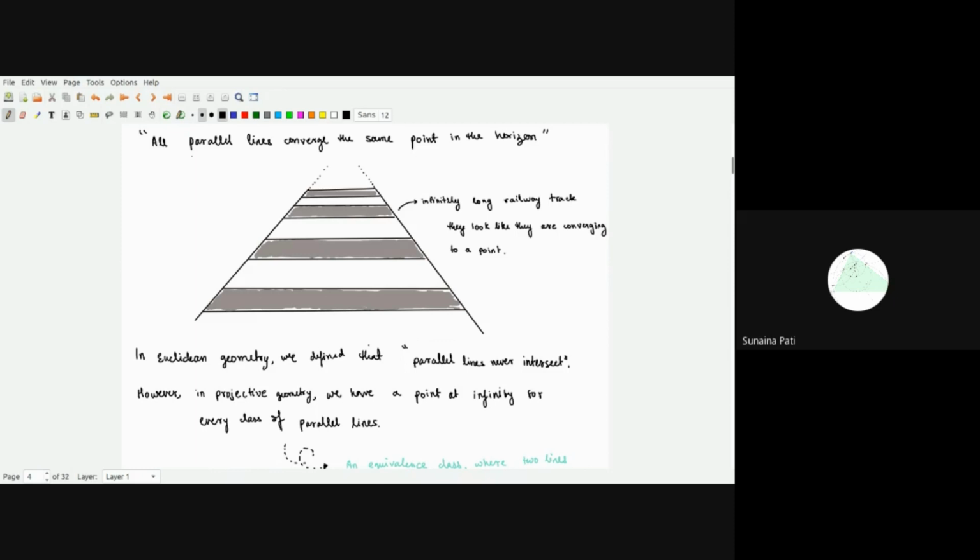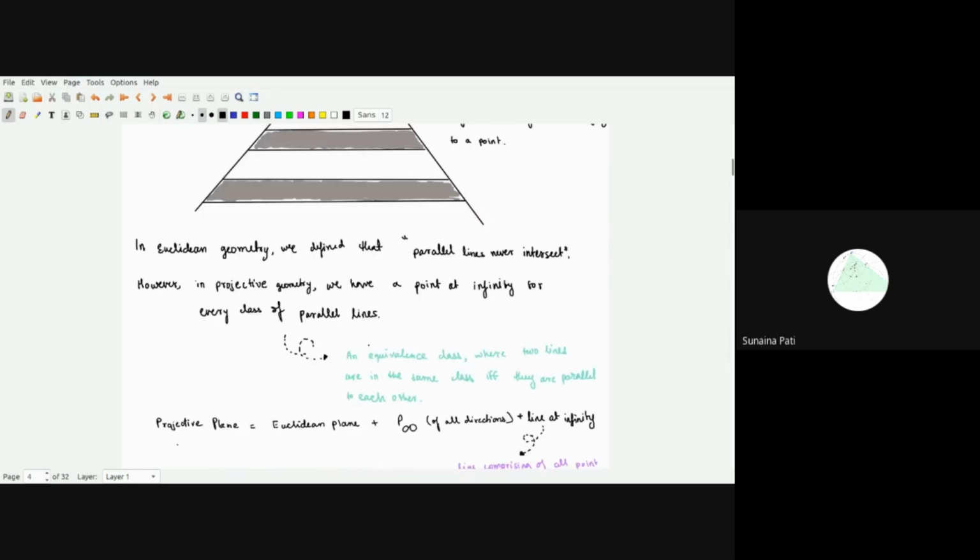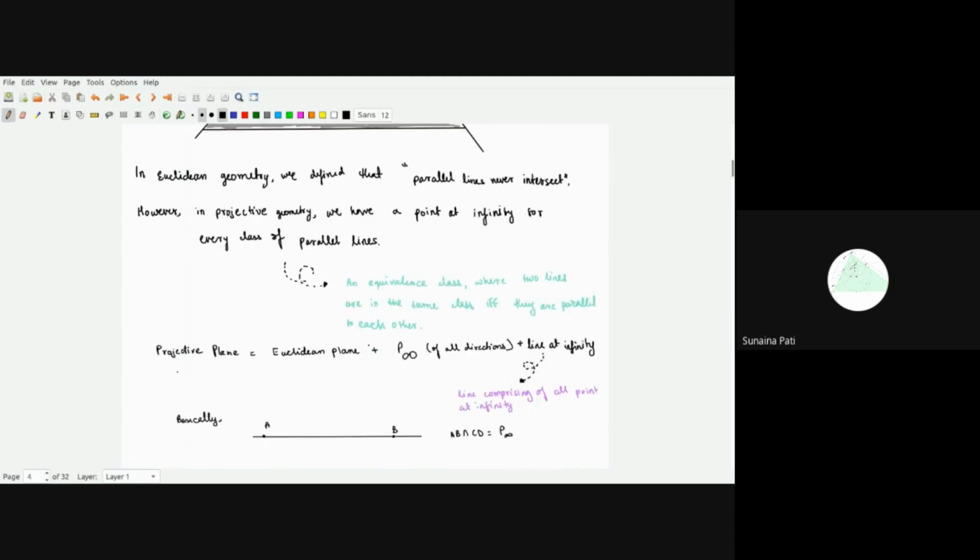and for every class of parallel lines, it's an equivalence class where two lines are in the same class if and only if they are parallel to each other. So for every class of parallel lines, there is a point at infinity. So what's a projective plane? A projective plane is basically the Euclidean plane only, but there is a point at infinity for every class of parallel lines, that is, for every direction, and the line at infinity, which is the line composed of every single point at infinity.